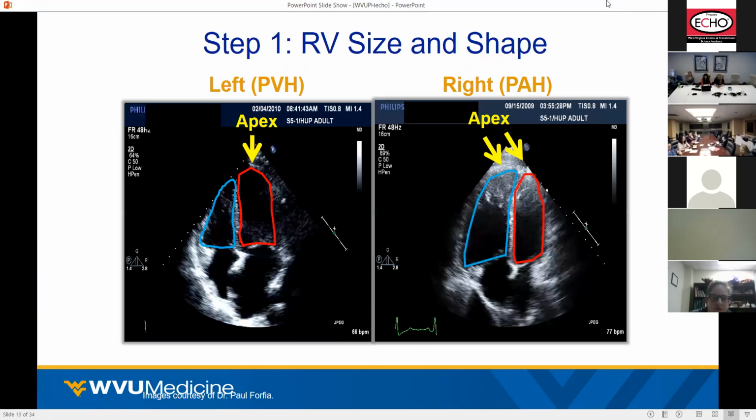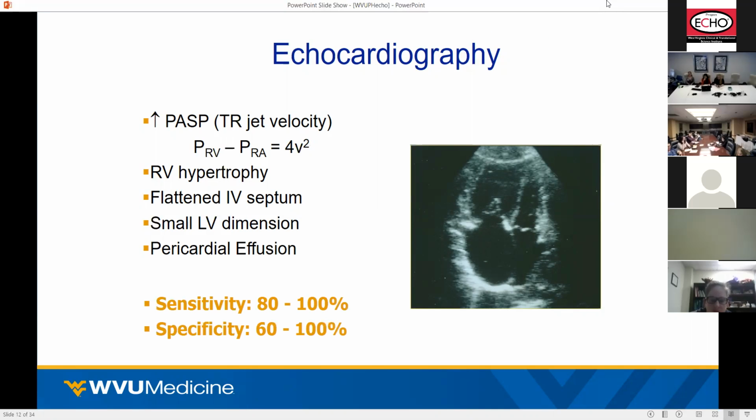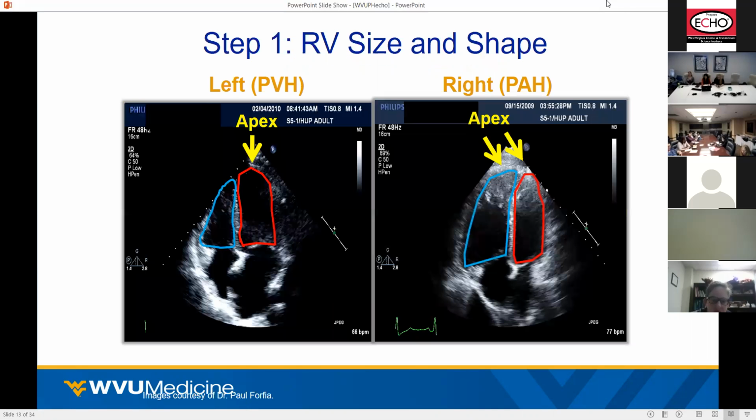The sensitivity of that is about 80%. So really, echo is a great workhorse. Here's an example. Step 1, when you have the images, you can look.